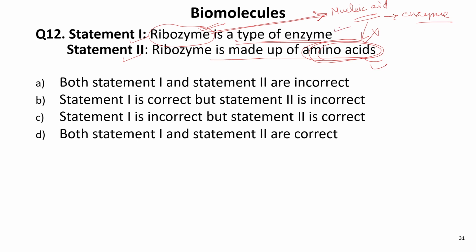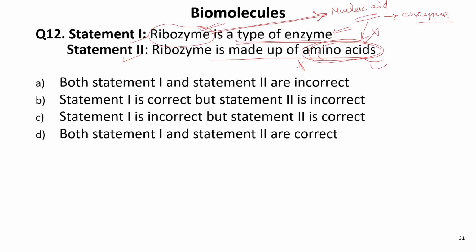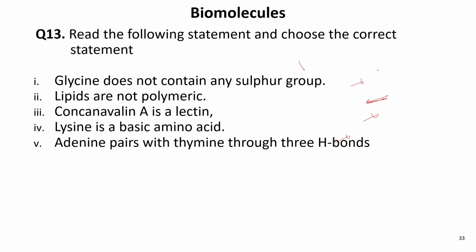Ribozyme is a type of enzyme. Yes, this statement is correct. Ribozyme is made up of amino acid. No, this statement is not correct. So both statement 1 and statement 2 are incorrect? No. Statement 1 is correct, but statement 2 is incorrect? Yes. Statement 1 is incorrect, but statement 2 is correct? No. Both statement 1 and statement 2 are correct? This is also incorrect. So my option 2 is the correct one. Okay, moving to the next question.